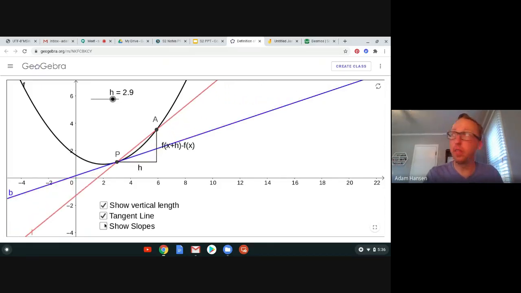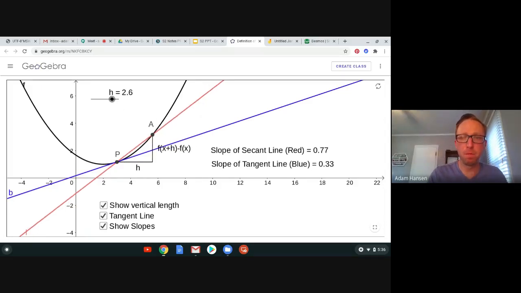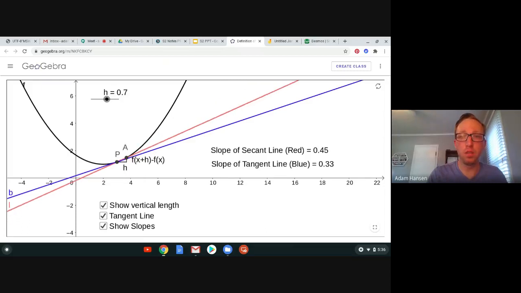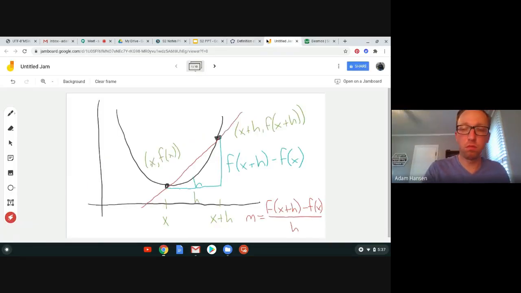Now, I've got this written as expressions, but if I look at the actual slopes for this particular graph, notice how the slopes of the secant line and the slopes of the tangent line come together. Except when h is 0, there is no slope of the secant line. Now, why would that be? If h is 0, there is no horizontal difference between the 2 points. I'm dividing by 0 and therefore undefined.